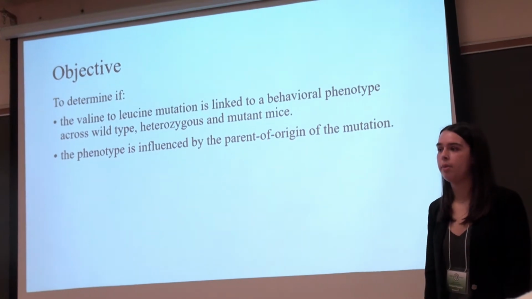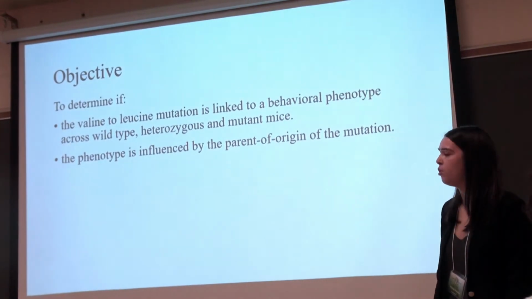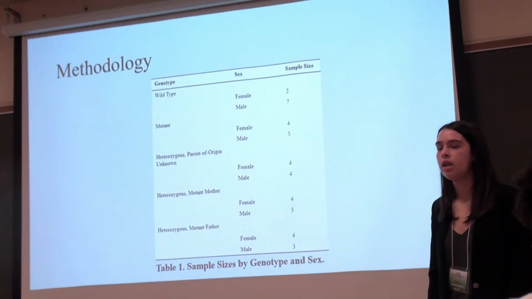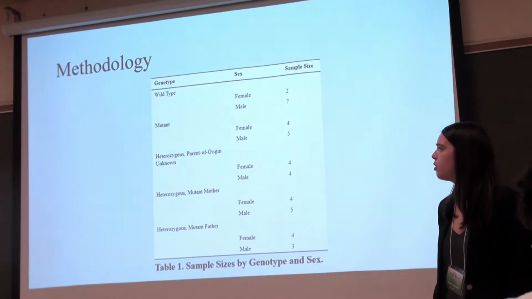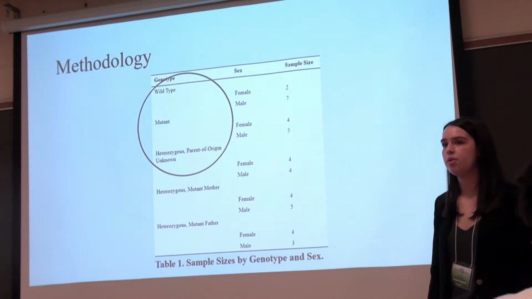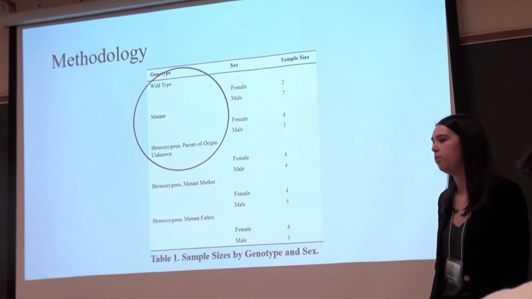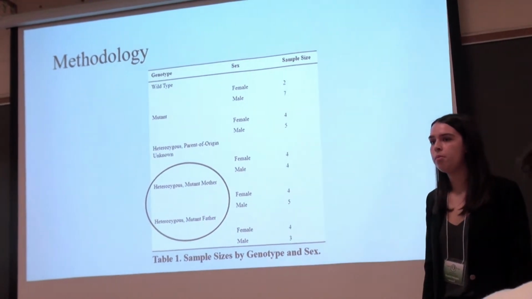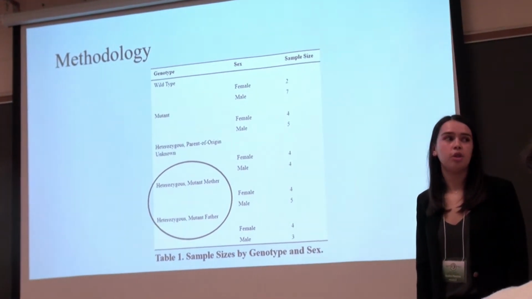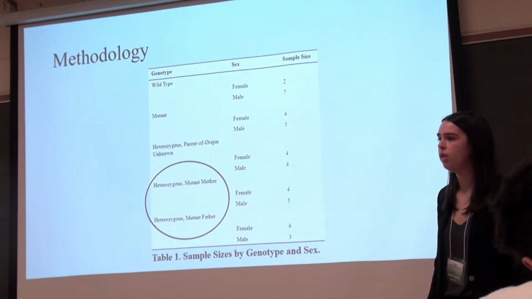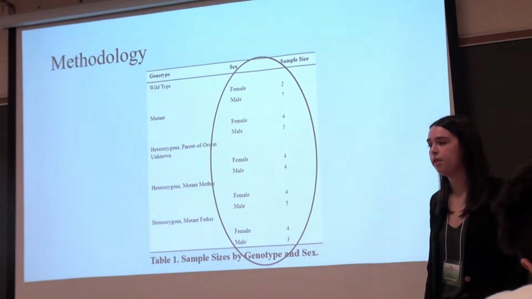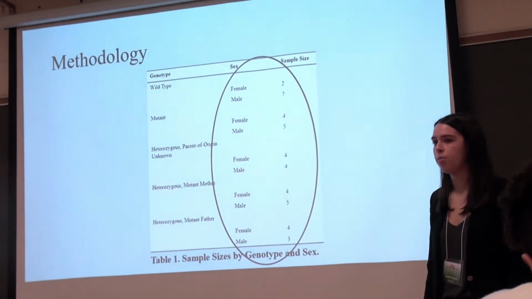Parent of origin is the parent from whom the mutation is inherited. In order to determine this, I utilized 5 experimental groups. The first 3, wild-type, mutant, and heterozygous, were used for the determination of the behavioral phenotype. The last 2, mutant mother and mutant father, were used for the determination of the parent of origin effect. All experimental groups were separated into females and males and analyzed separately.